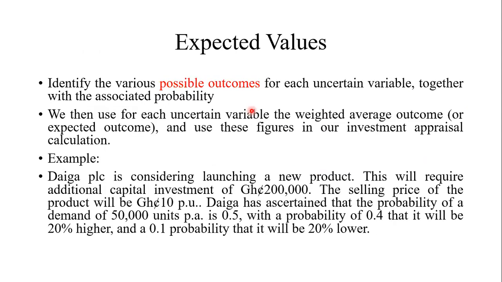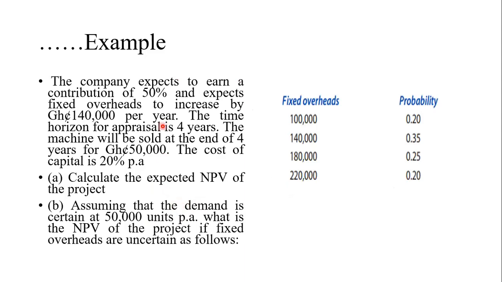The question says, D is considering launching a new product. This will require additional capital investment of 200,000. The selling price of the product would be 10 cedis per unit. The company expects to earn a contribution of 50% and expects fixed overheads to increase by 140,000 per year.